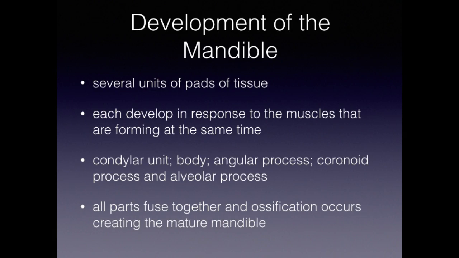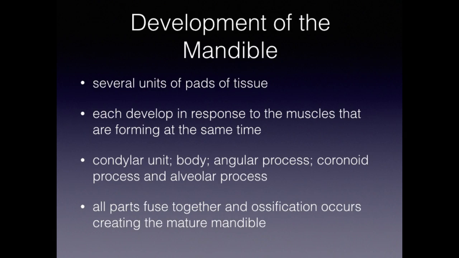Now, when the mandible develops, there's a bilateral bar of cartilage that appears within that first pharyngeal arch, and it's called Meckel's cartilage. I'm going to talk about that on a future slide, but this basically is going to support the mandible as it forms, because the mandible forms in several pads or units of tissue, and each one is named in response to various stimuli or development of muscles at the time.